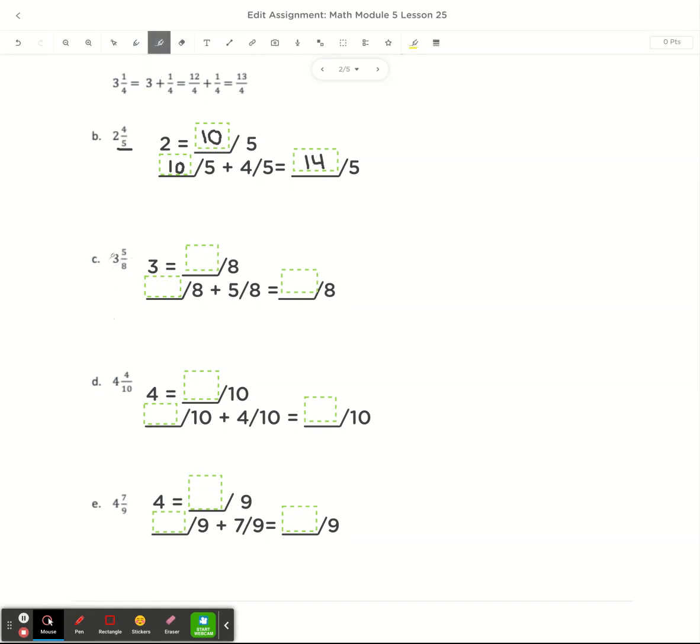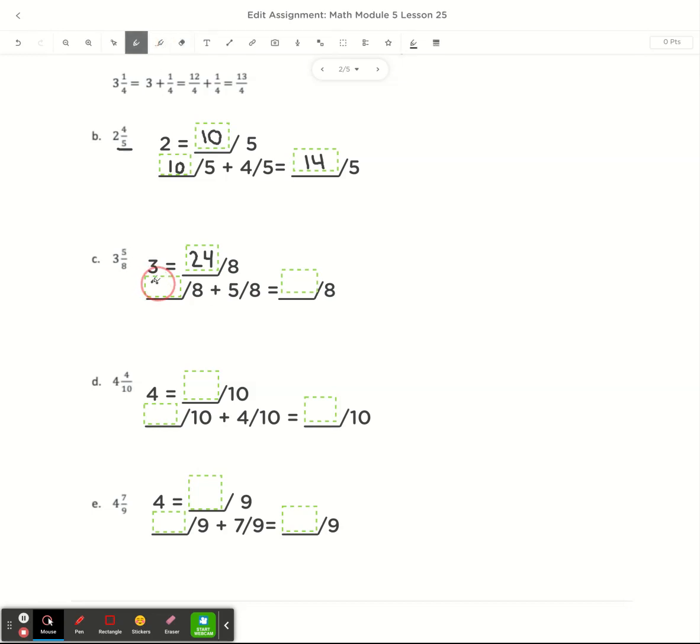So problem C, we have 3 and 5/8, and we already have it set up right here telling us that we have to change 3 wholes to a fraction in eighths. Again, the easiest way to do this really is just to do 3 times 8, and that will tell us what our new numerator is. Well, 8, 16, 24. If I skip count by 8 3 times, I get to 24. So 3 times 8 is equal to 24, and that is our new numerator.